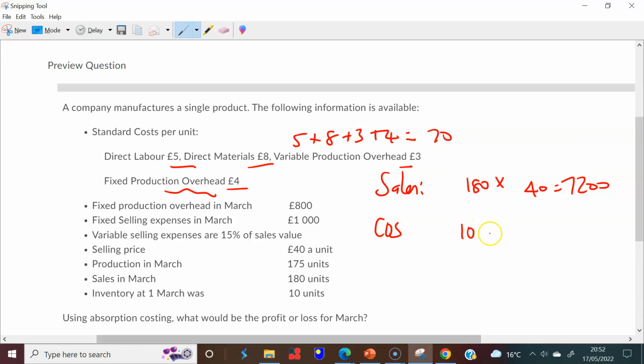right? So it's really 10 times 20, which is your opening inventory, plus your production, because you produce 175 times 20, minus your closing inventory, which would be 5 times 20. So it's the same sort of approach. Where is my calculator? So really it's 180 times 20, isn't it? Really 180 times 20, which is 3,600.